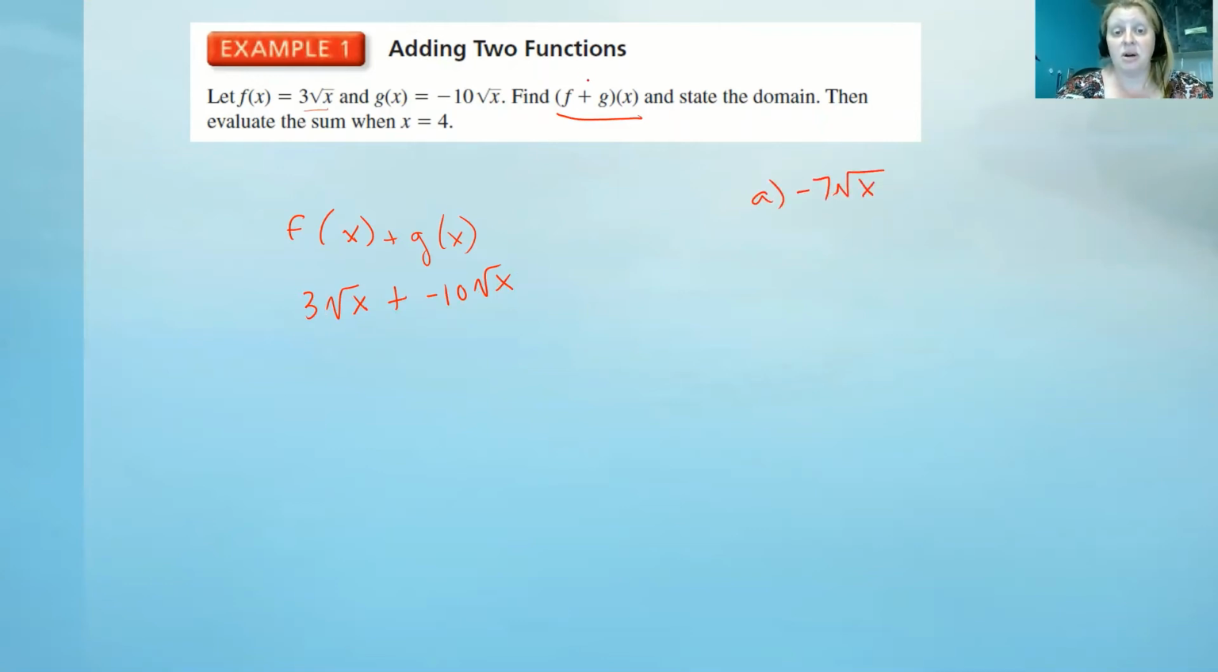So we just did part A, which is find f plus g of x. Part B says we need to state our domain. So if you look at these problems, we never want our radicands to be negative when we have a square root. So I can only use 0 and higher for x. So all my x values have to be from 0 and on.